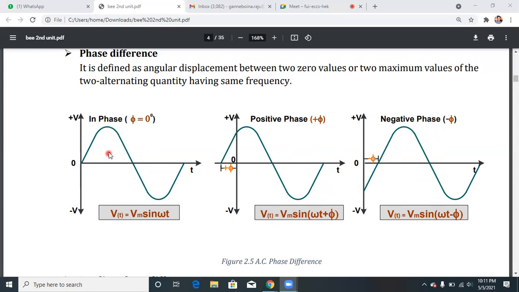In phase: if the angle between the two waveforms is equal to 0, then it's called in phase. If the angle between the two waveforms is positive, then it's called positive phase, and if it is negative, it's called negative phase. So this is our today's lecture. We will discuss the remaining concepts later.